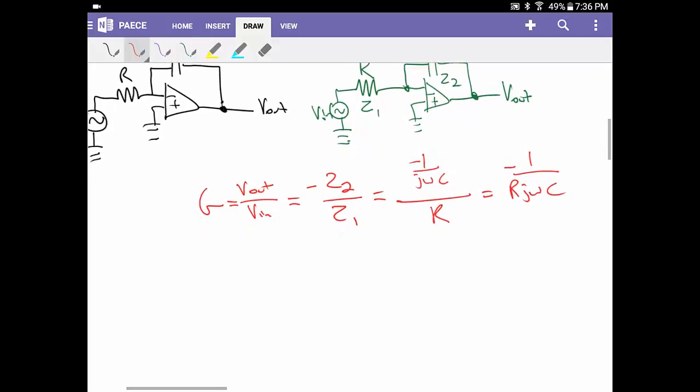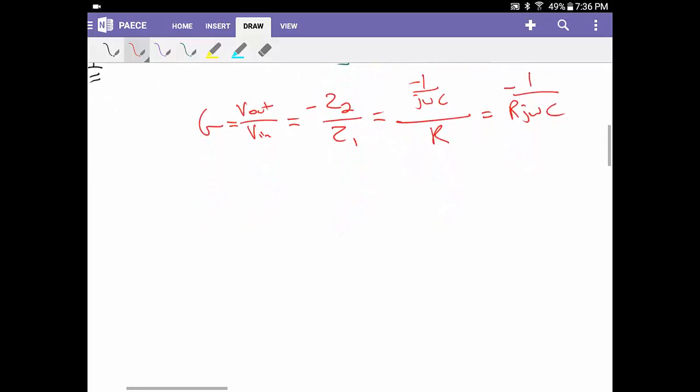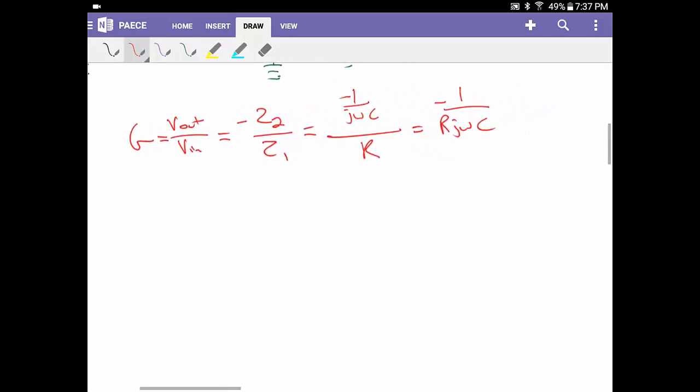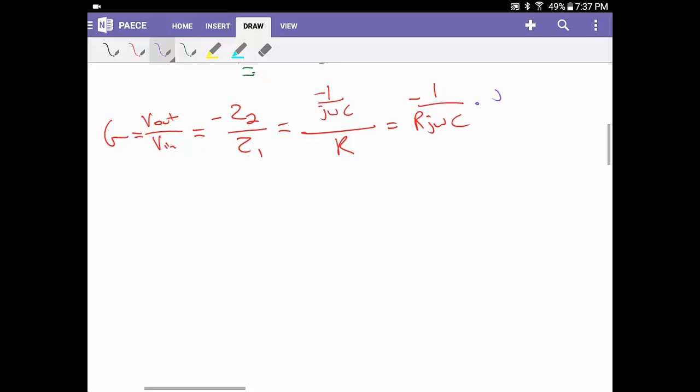You may be kind of confused. Well, what does this negative really have to do with anything? Well, first off, normally in these gain equations, we look at the magnitude. But another way that we can move that negative out of the way, if it's causing you some issues, is if we multiply the top and bottom of this equation by j.